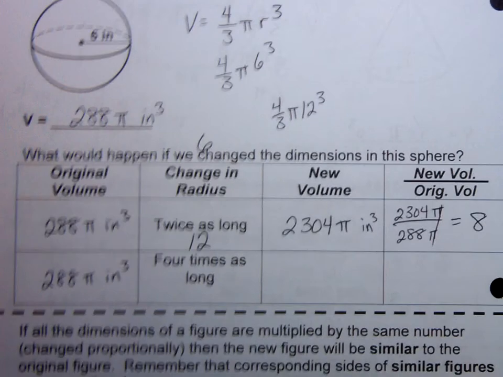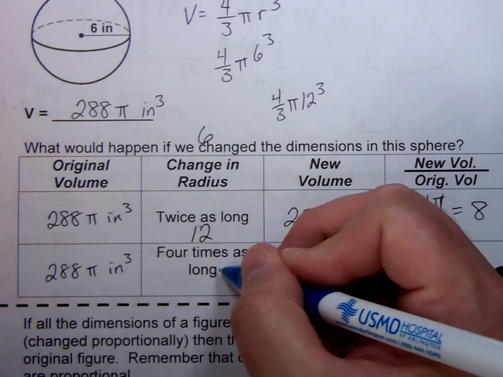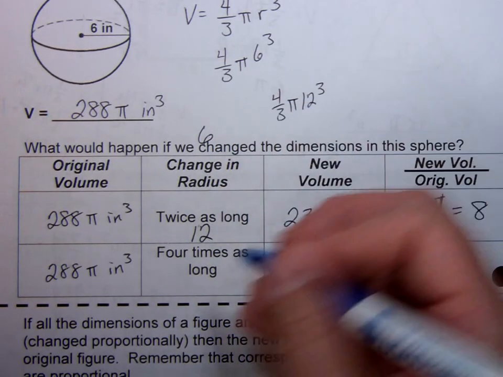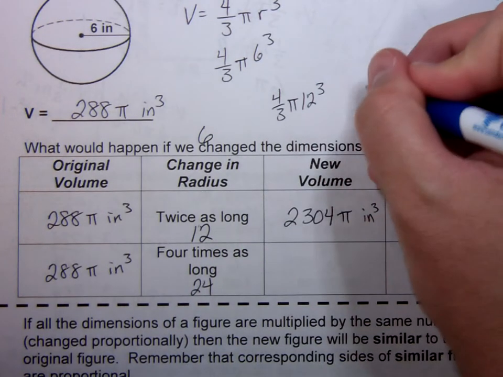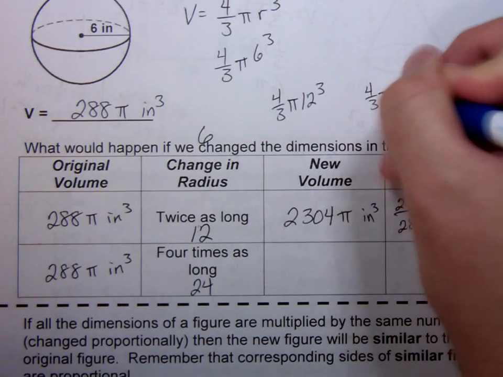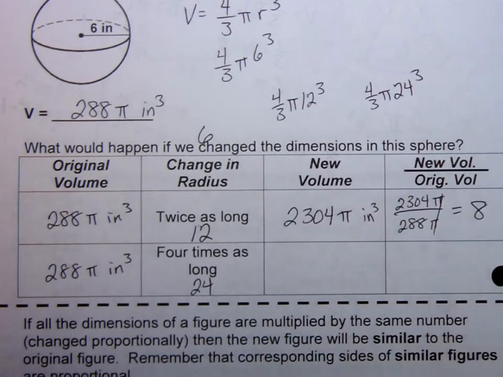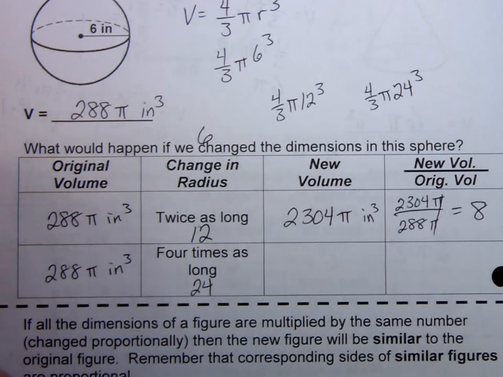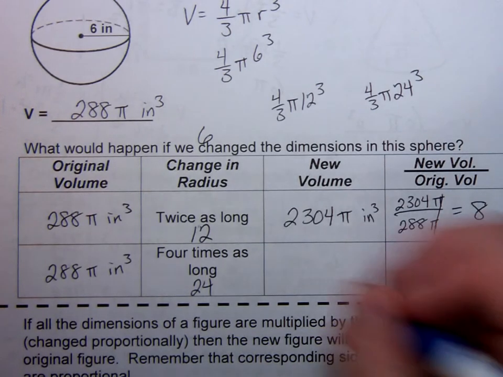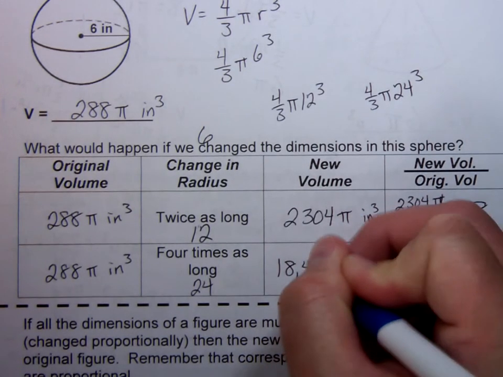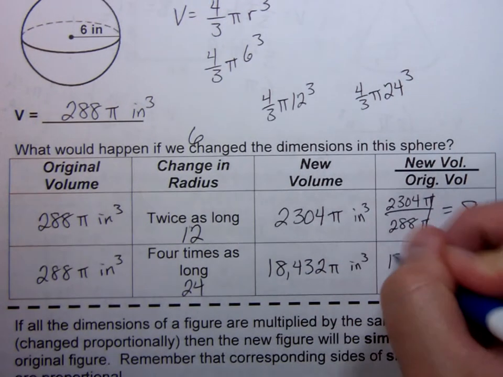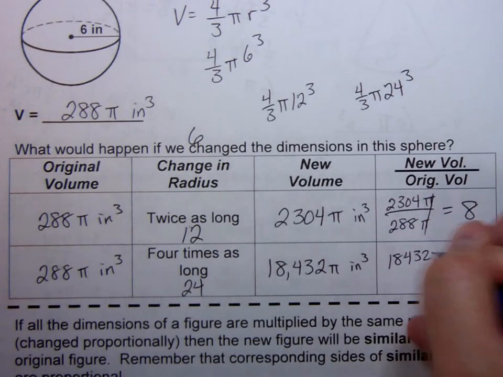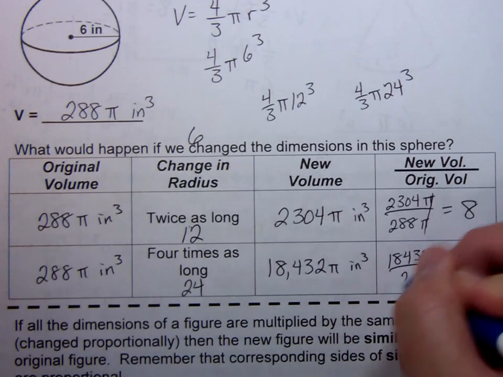So same concept down here. Let's make the radius 4 times larger. So 6 times 4 is 24. So now let's do this 24 as the radius. So 4/3 times 24 cubed. And that's going to get you a large number. 18,432 pi inches cubed.